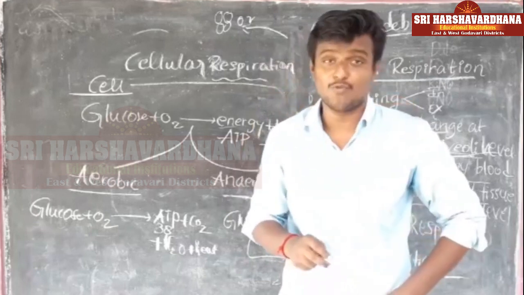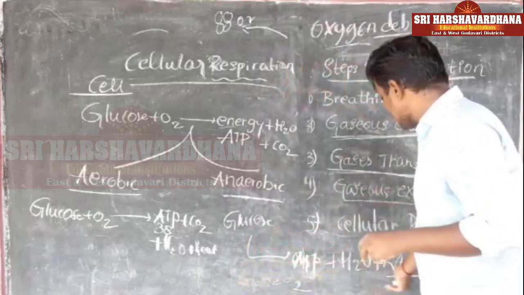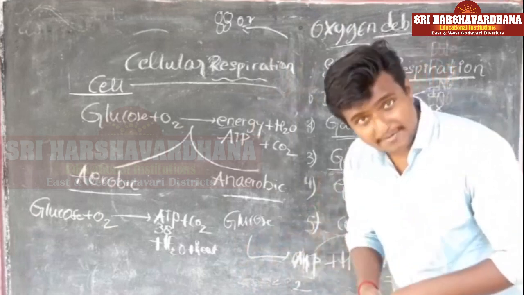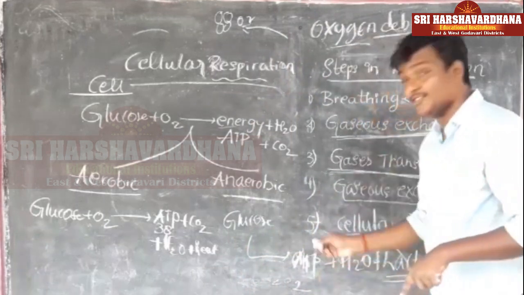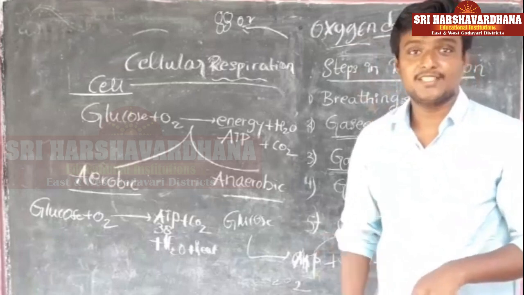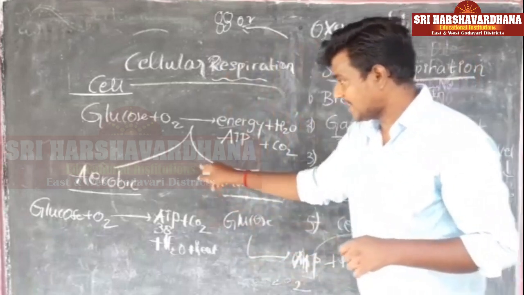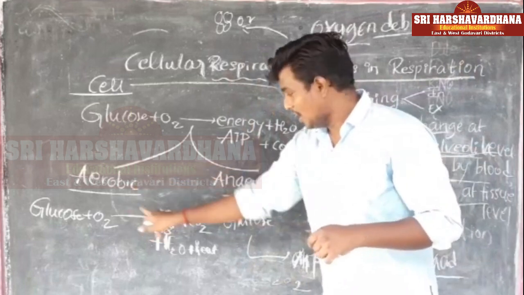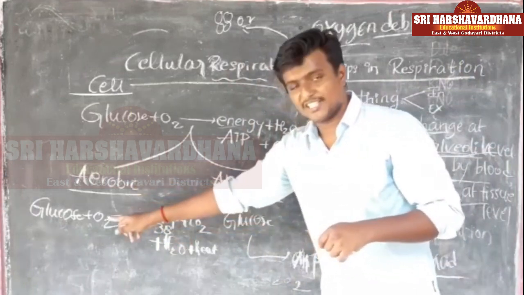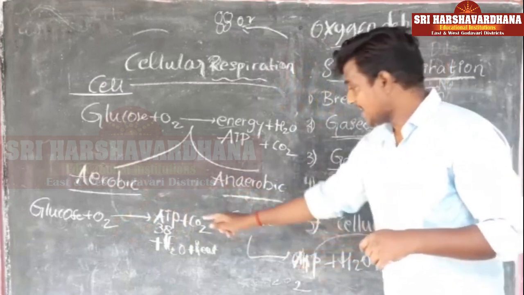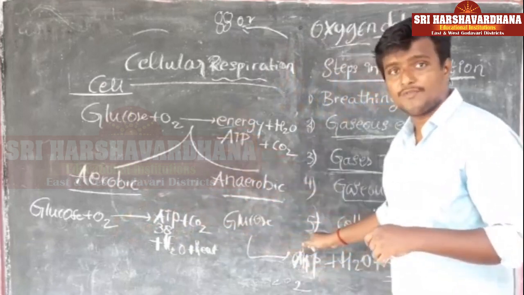But actually, what happens is that sometimes this lactic acid undergoes a number of chemical reactions and is converted into ATP. So here, what are we going to discuss? Aerobic respiration is done in the presence of oxygen, and anaerobic respiration is done in the absence of oxygen. In aerobic respiration the amount of energy is more, in anaerobic the amount of energy is less.